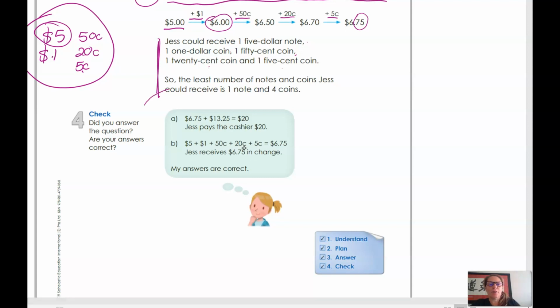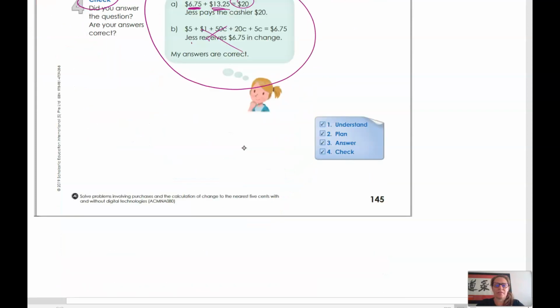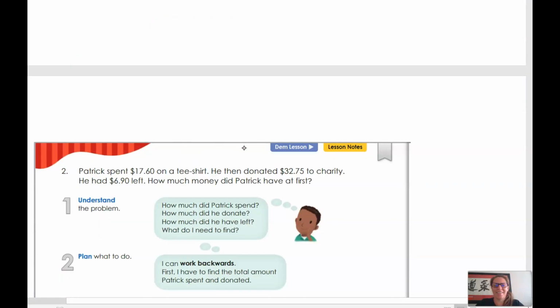So, and here we've got check. Now, by this stage, with such a big thing, it might feel like it's too hard. We're not checking B, we're just checking A. Okay, so Jess received $6.75 change plus the $13.25 equals $20. That's one way. And this, to be honest, I wouldn't even worry about it. I'll probably get in trouble for telling you that.